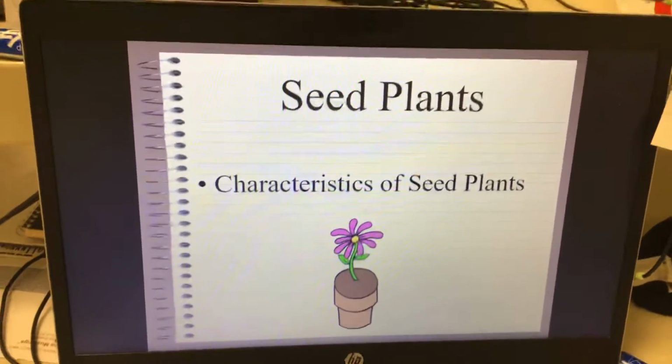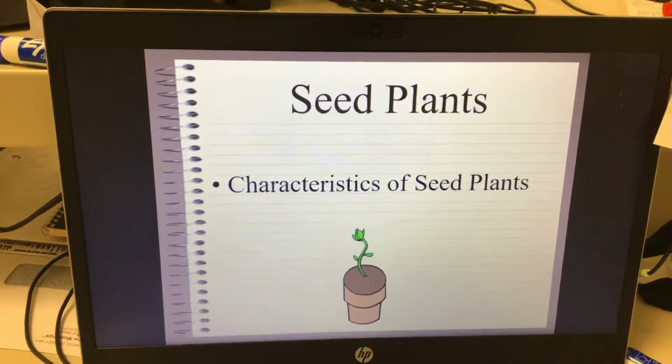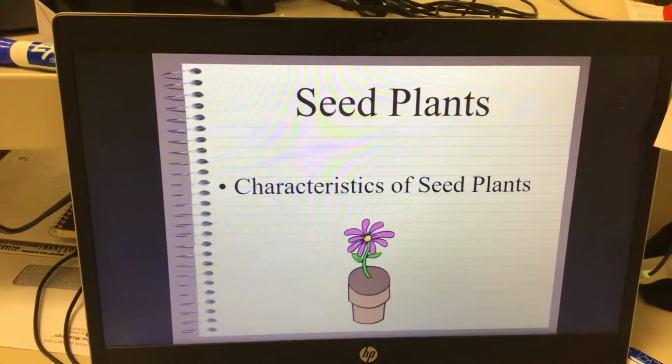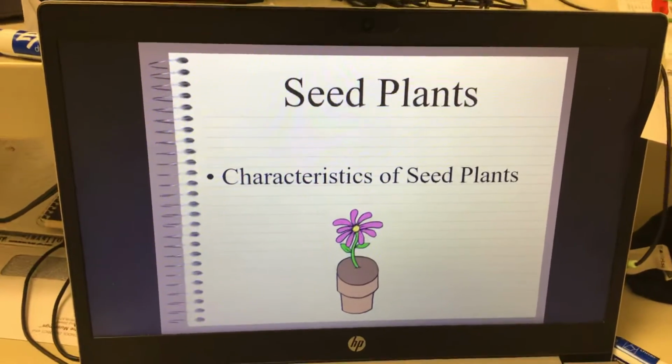Today we're talking about seed plants. So there's your heading, seed plants. I'd also like you to write down characteristics of seed plants. We're going to name a few things. So we started out simple.